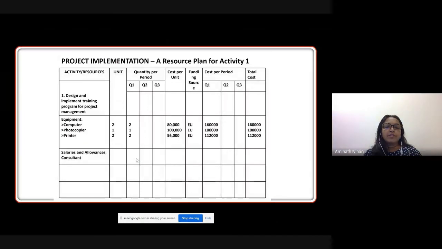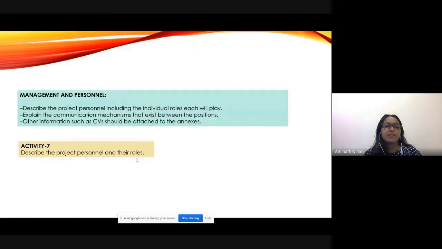Right, so you can work on the resource plan as well. So now we come to management and personnel. Management, who is managing the project? What are the communication systems that exist, right? Other things, the personnel.